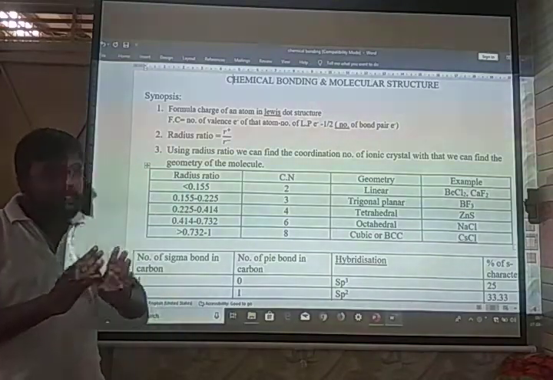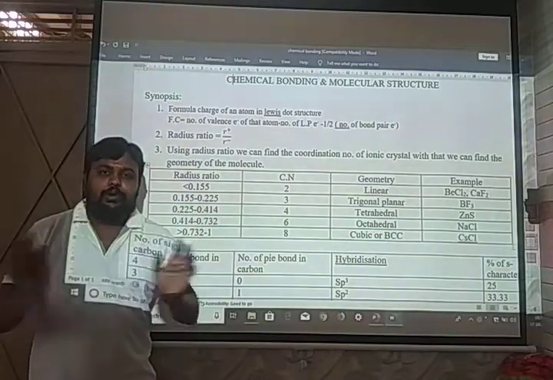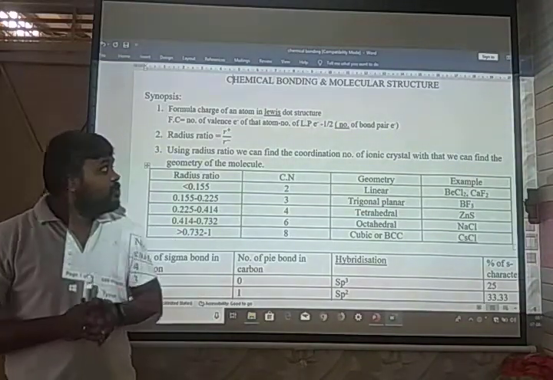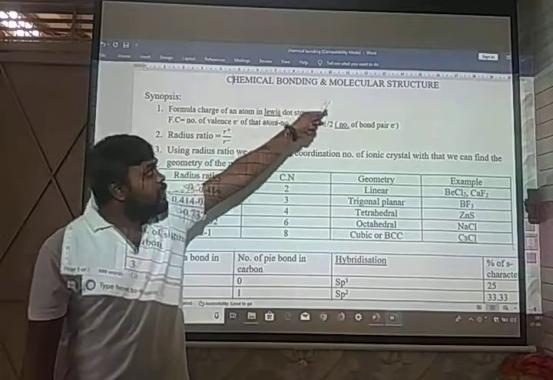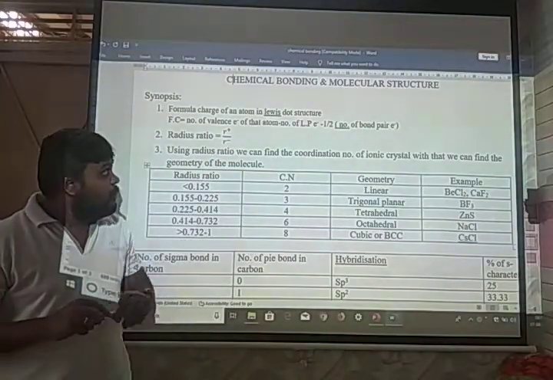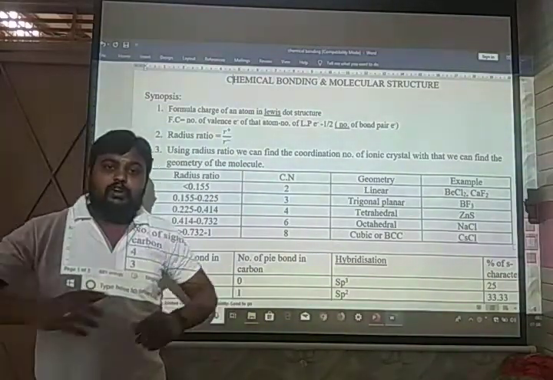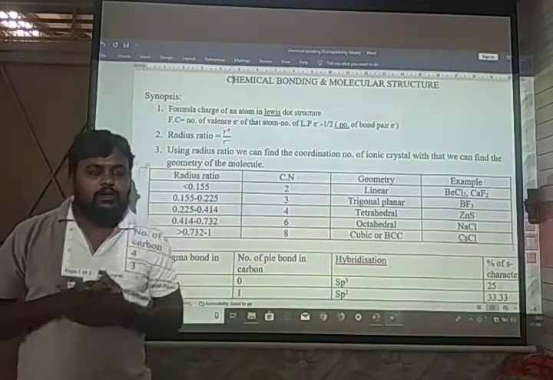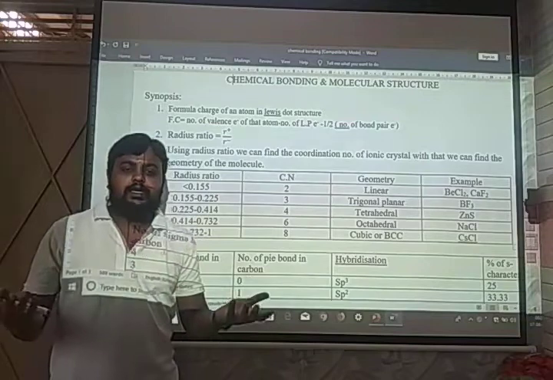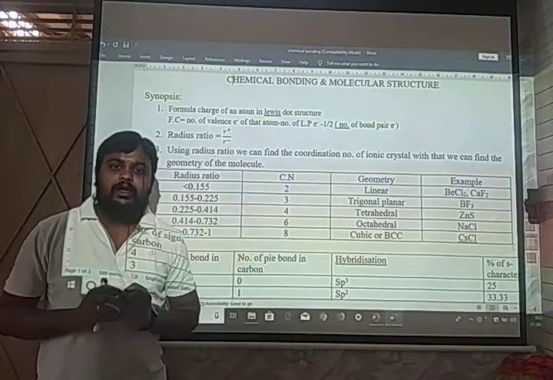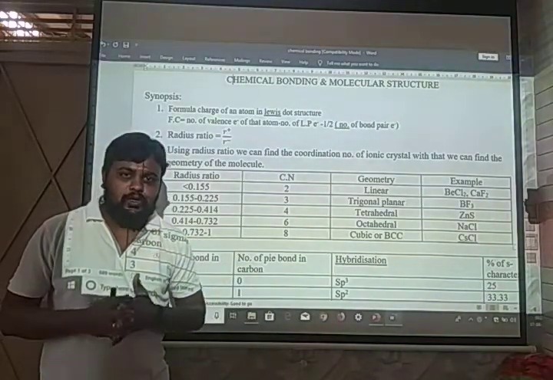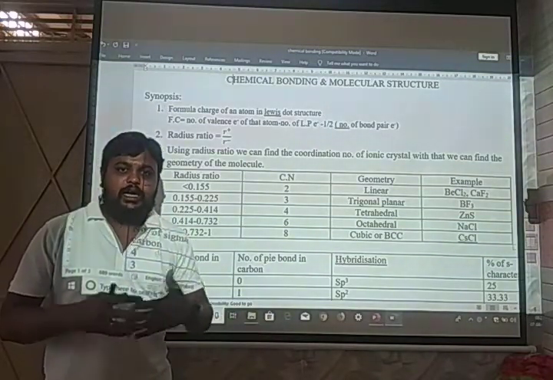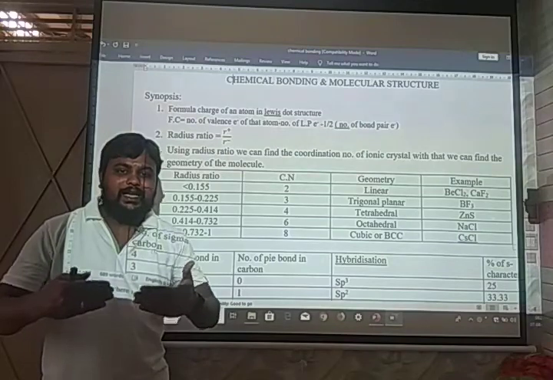Actually, this is a deep chapter which has so many points, and this chapter can be divided into various parts. First one is chemical bonding and another one is molecular structure. In chemical bonding, we have so many types of bonds: ionic bond, covalent bond, coordinate bond, hydrogen bond. In case of ionic bonds, we can see how an ionic bond is formed, what the rules for Fajans' rule are, what the favorable conditions for formation of an ionic bond are, and a few points regarding ionic crystals.